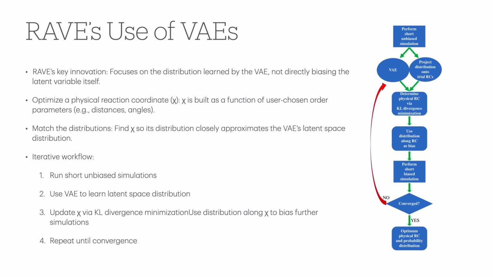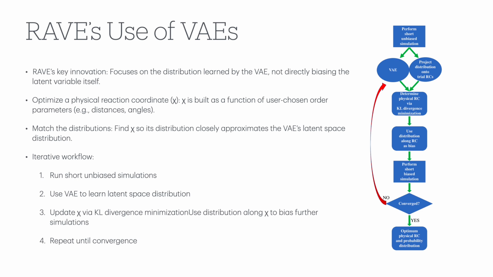Okay, so you're probably asking by now, how does RAVE use these VAEs, or variational autoencoders, differently? If the reaction coordinates VAEs identify are not physically relevant, how do we bypass this issue? Well, RAVE's key innovation is we don't actually look at the reaction coordinate identified, but instead we look at the probability distribution of the reaction coordinate that is identified.